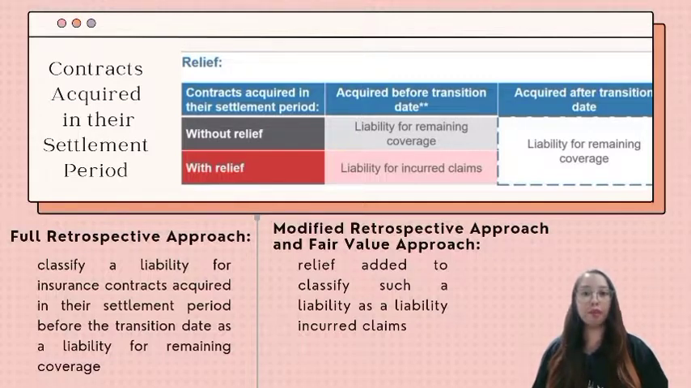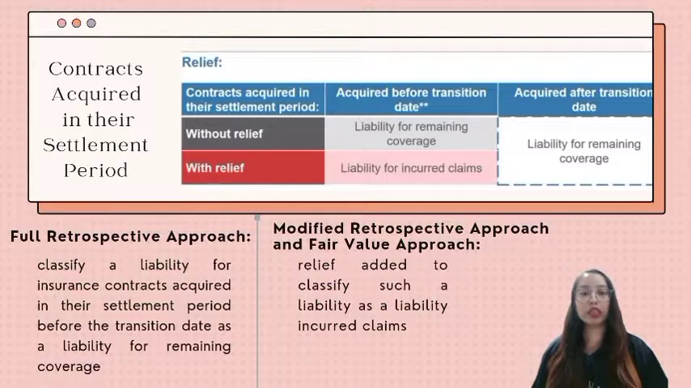Pero, may pagkakataon po na para sa ibang entity, may hirap po i-identify yung insurance contracts acquired in their settlement period bago po nung transition date separately from other contracts acquired when issued kasi pwede po yung system nila, hindi po ito nakaset up na gawin ito. And dito po papasok yung relief about sa modified retrospective approach and sa fair value approach.